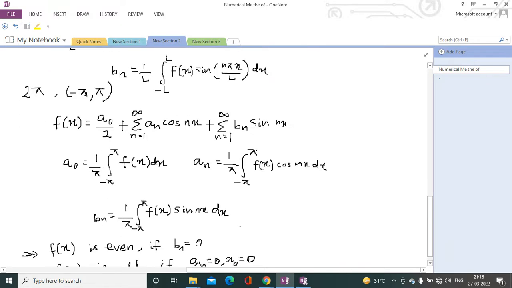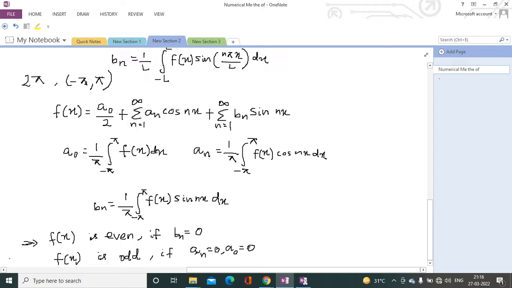Okay guys, next, there is an add-on point here. In objective questions, to solve quickly, you can use this concept. Check here: if f of x is even, then bn is 0. And if bn is 0, what will happen? The sine term will be 0 in the series expansion. And if f of x is odd, then what will happen? an and a0 will be 0.